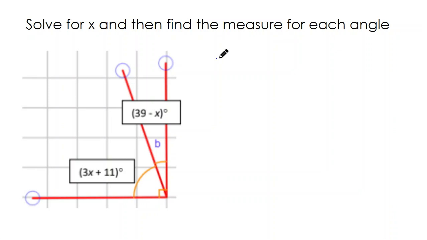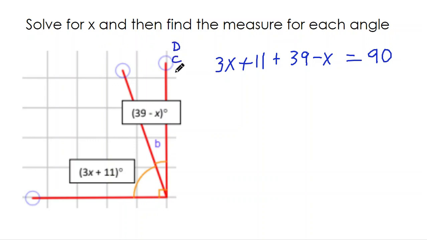So my first angle says 3x plus 11. And I can put plus, because I'm going to add that other angle, 39 minus x. I know that these two angles added together give me 90, so then I can set it equal to 90. Then from here, I can follow my steps to solve equations and solve for x. So I always learn don't call me after midnight, and I can use that to solve my equation.